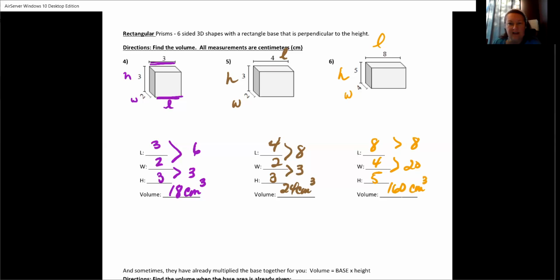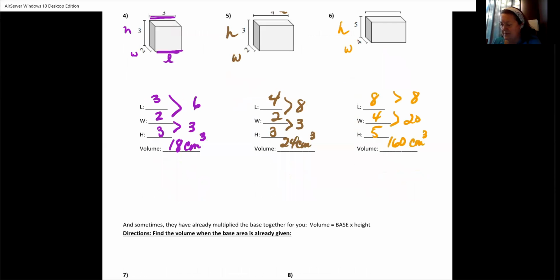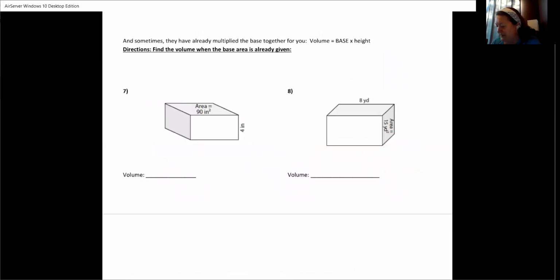All right, so volume, just length, width, and height, as long as it's something that looks like a box. All right, last thing is sometimes they're gonna try to trick you, and they're not really meaning to, but I can see why we would think it's a little bit tricky. Notice that in this first picture, number 7, they've already done 2 of the numbers multiplied together for us. They already gave us area, so they already gave us length times width is 90, so we just need to do height. So they've already done length times width equals 90. So we just need to multiply it by height, which is 4.